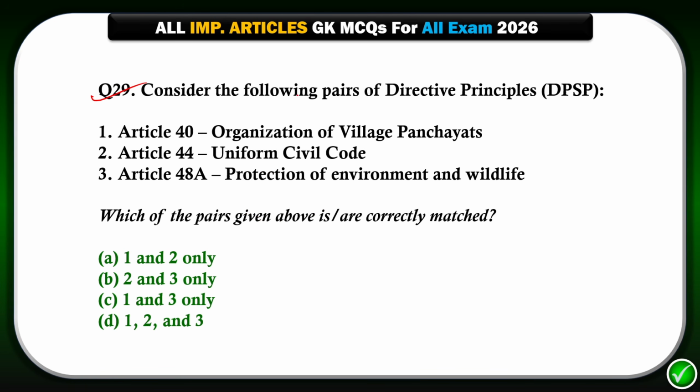Question number 29. Consider the following pairs of Directive Principles, DPSP. Article 40, organization of village panchayat. Article 44, uniform civil code. Article 48A, protection of environment and wildlife. Which of the pairs given above is correctly matched? Option number D, 1, 2 and 3, all of the above are correct.